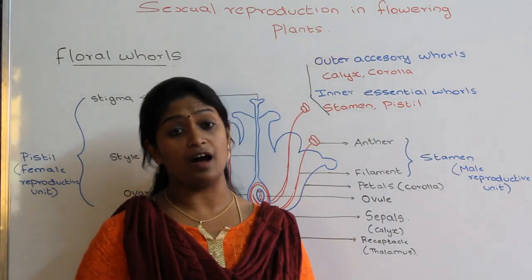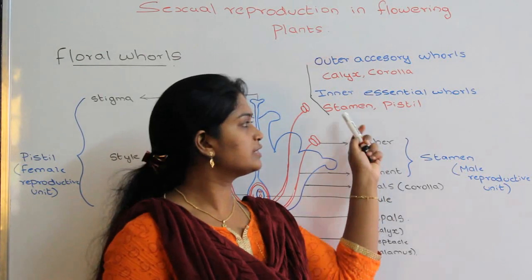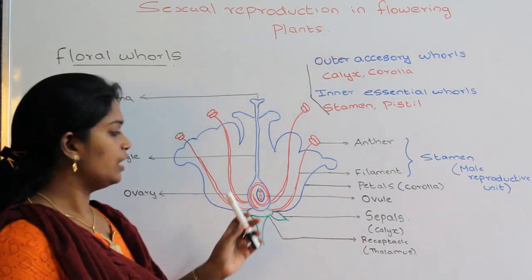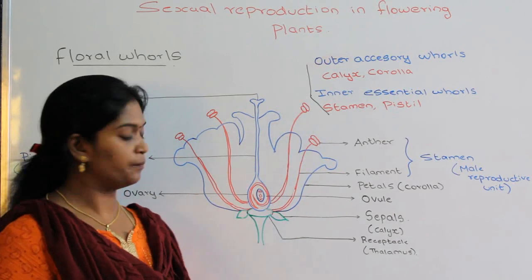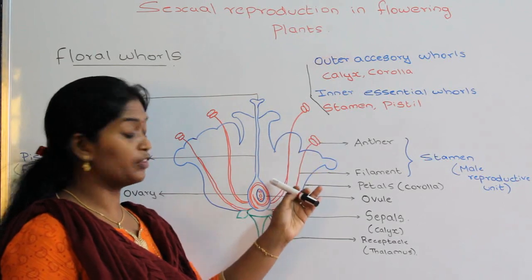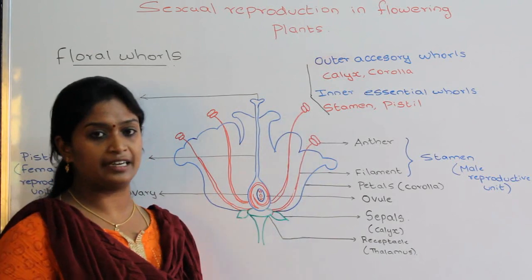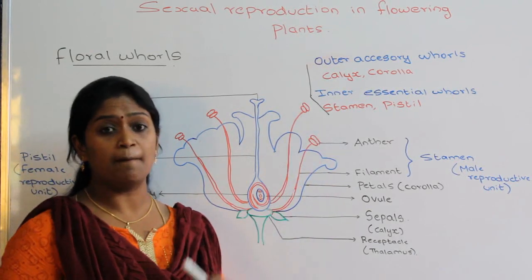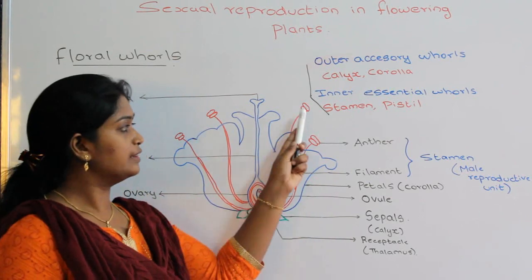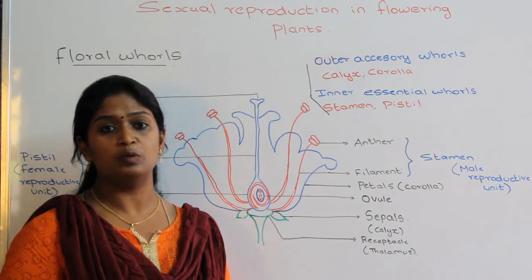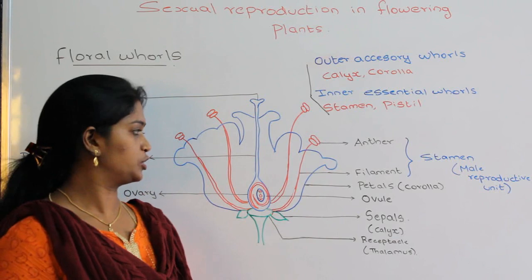The inner essential whorls are the reproductive units of a flower, which are the stamen and pistil. First, let's see the stamen. There are two important parts in the stamen. One is the filament, the other is the anther. The filament is a long slender tube to which the anther is attached. The anther is bilobed in some plants and single lobed in some plants. The anther contains pollen grains, which are the important male gametes that help in reproduction.